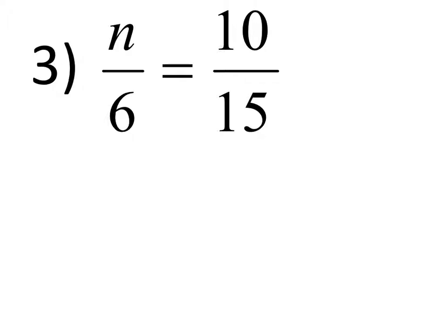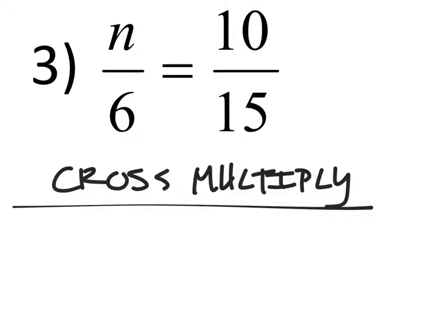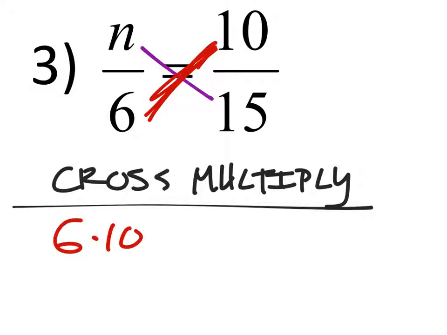So the next most common method that's used is cross multiplication. And to make the cross, we're just going to put a cross through that equal sign. Now, cross multiply indicates what operation we're using. We're using multiplication. So for the red portion here, this is 6 times 10. And it should equal the other cross as well. So this one is n times 15.